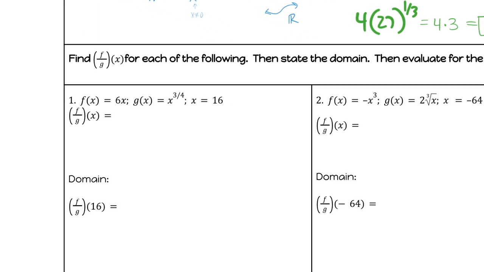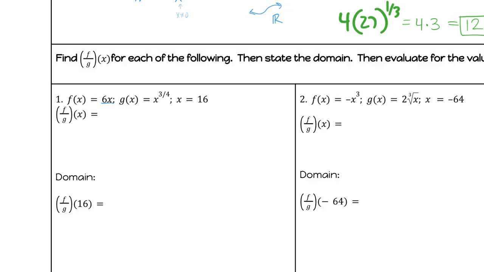So let's take a look at this one. We're going to divide 6x by x to the 3/4. This one's pretty similar to the last one we just did. You're just going to do 1 minus 3/4. So this would equal 6x to the 1/4 power.